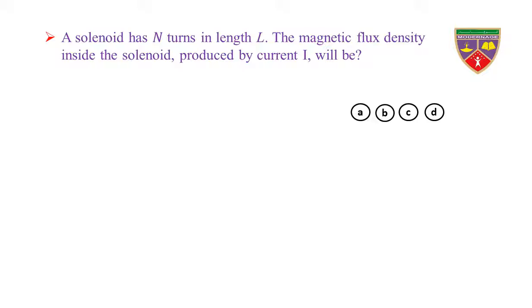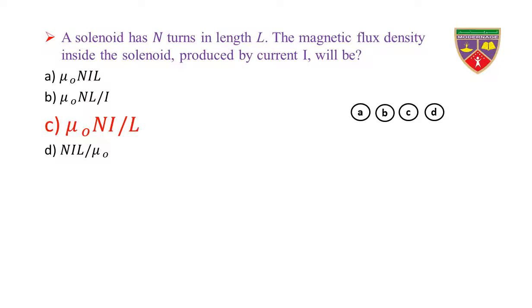A solenoid has N turns in length L. The magnetic flux density inside the solenoid produced by current I will be option A mu naught NIL, option B mu naught NL divided by I, option C mu naught NI divided by L, option D NIL divided by mu naught. The key is mu naught NI divided by L. Therefore, the correct option is C.